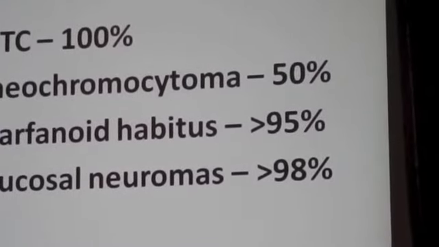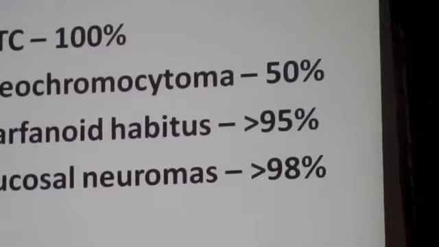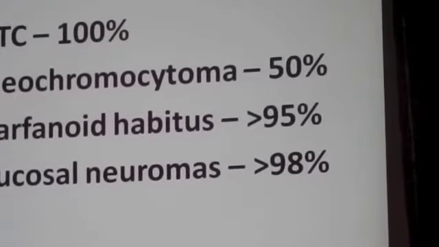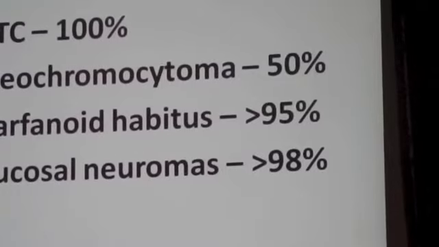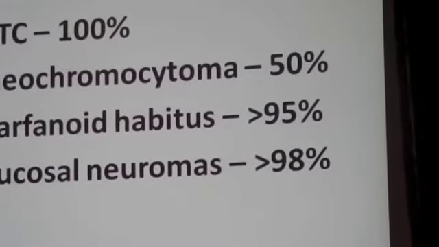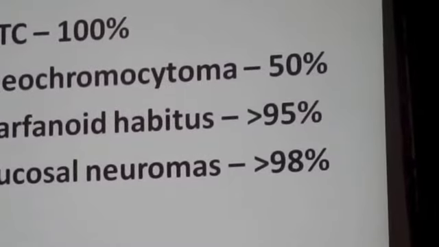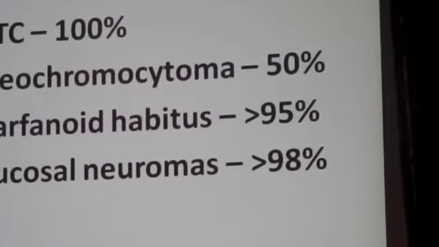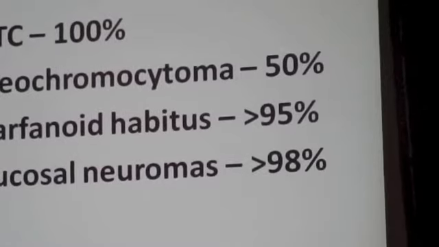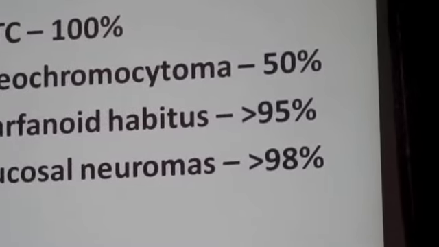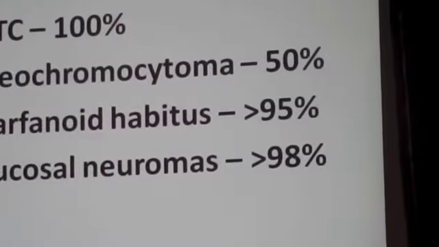And then Marfanoid habitus is certainly one of the things we learn in medical school that's very characteristic of a patient with MEN2B, and one can separate this readily in terms of the physical exam from MEN2A. And then neuromas, as Dr. Carney described many years ago, starting from the tongue but all the way down to the GI tract, would be a common finding in patients with MEN2B.